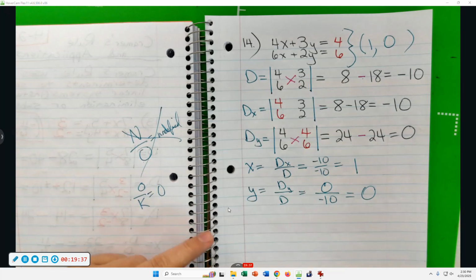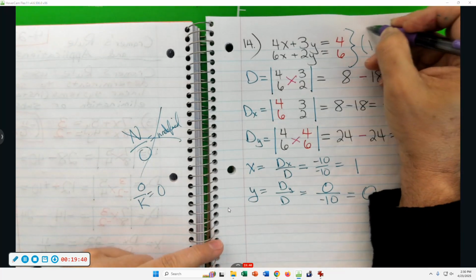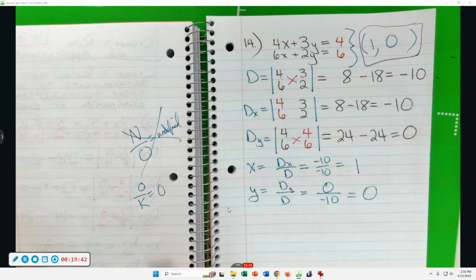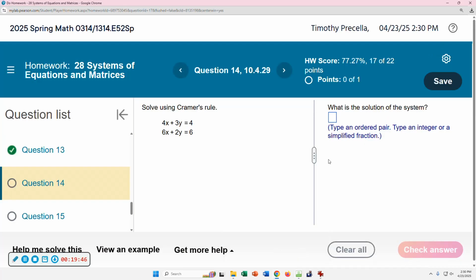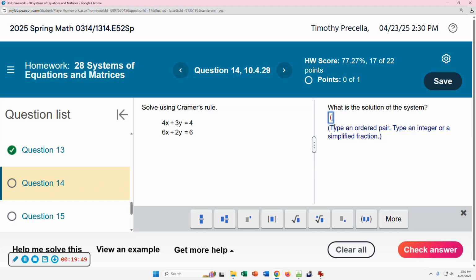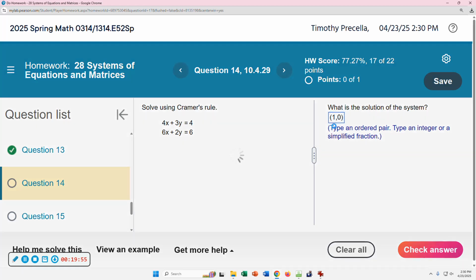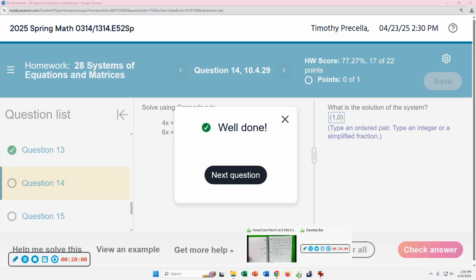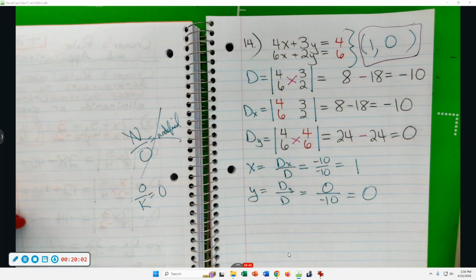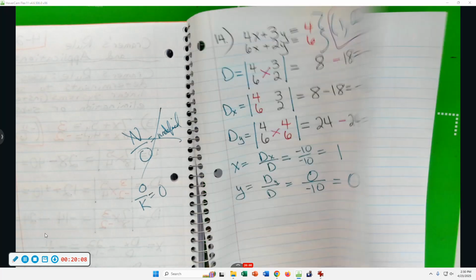Any questions? 1, 0. Cramer, really? Y'all imagining him sitting around, noticing. Noticing is one thing, proving was the other. Any questions?